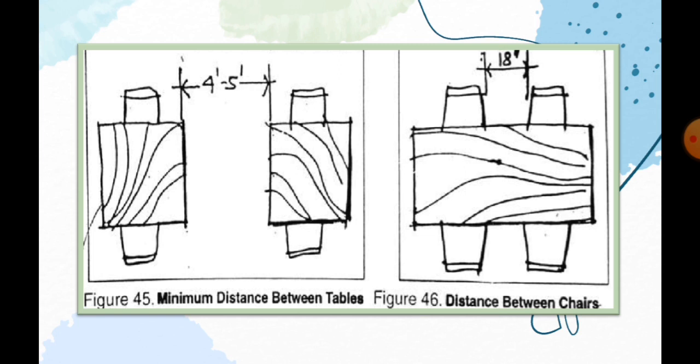The designer also needs to follow the minimum space standard as required. So, dito sa figure 45, nagre-represent ito ng minimum distance between tables that are 4 to 5 feet. While dito naman sa figure 46, shows the distance between chairs that are 18 inches. Next.